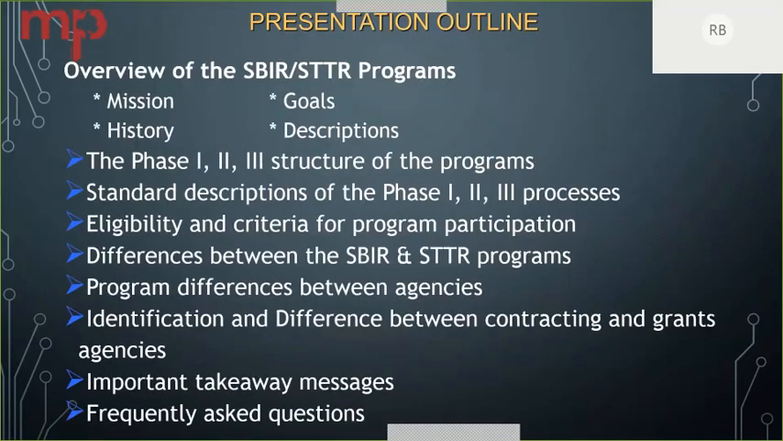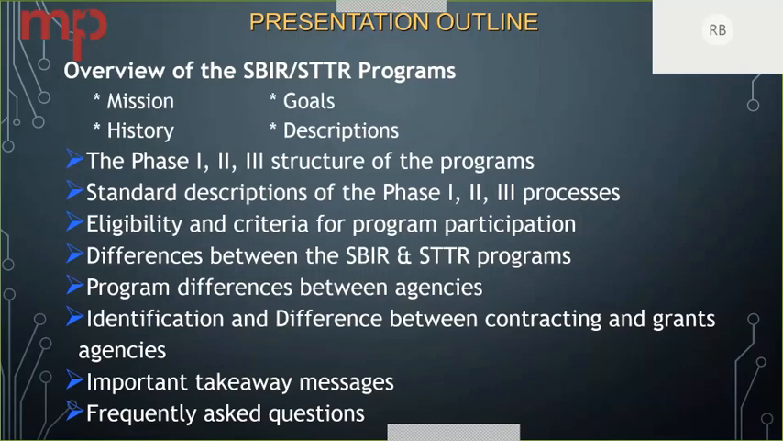The webinar today is going to cover these items. This is an outline of what we're going to talk about: mission, goals, the history of the programs, and description of the programs. Both programs, SBIR and STTR, have 3 phases. That's the structure of the program, and the process of how those 3 phases work. We will go through that to make sure that you follow it.